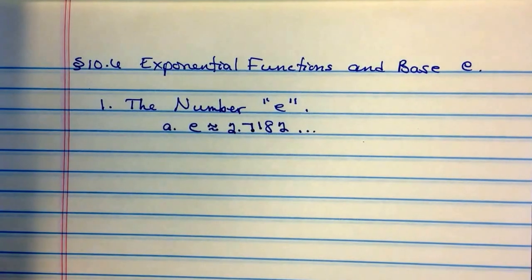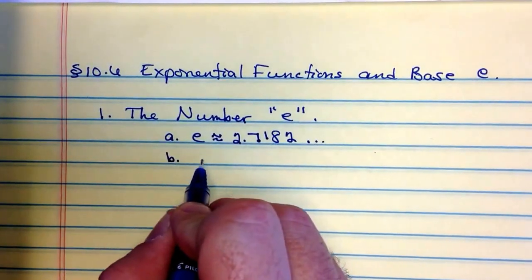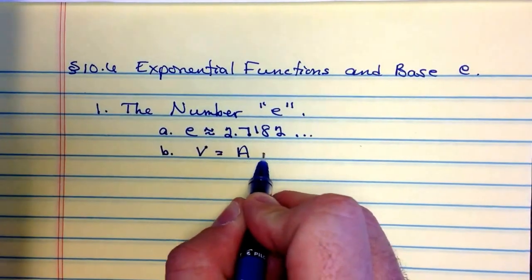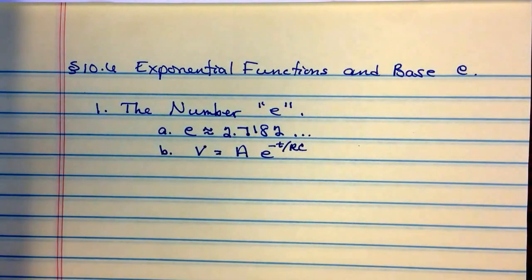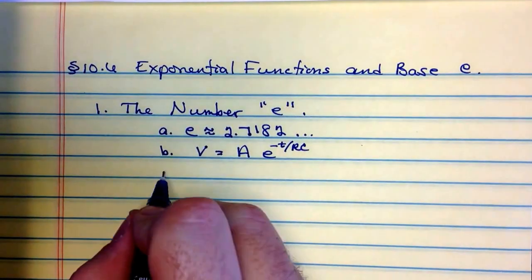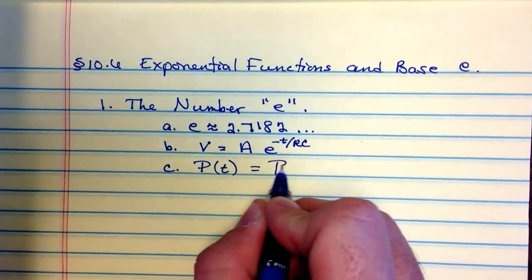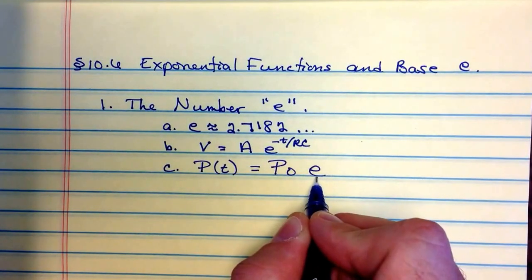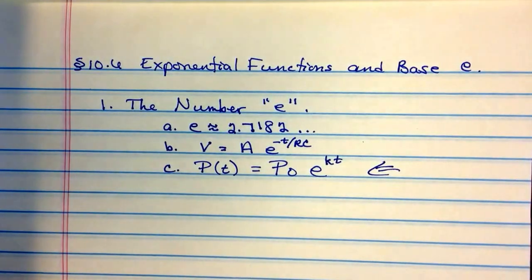It's a number that's used a lot in different areas of math and physics. We use it in this equation: V equals a e to the negative t divided by RC. That's for voltage across a resistor, not capacitor. And then little c, we use it in biology. Population can be described by initial population times e raised to some kt. And this is what we're going to be using here a lot in this class.